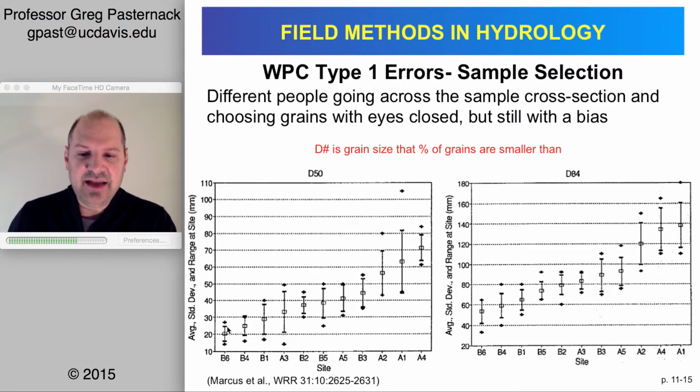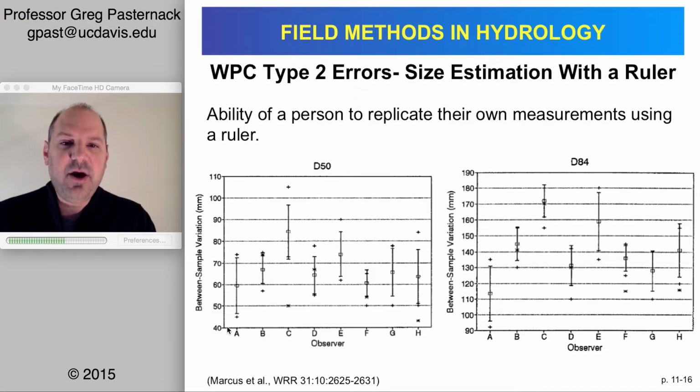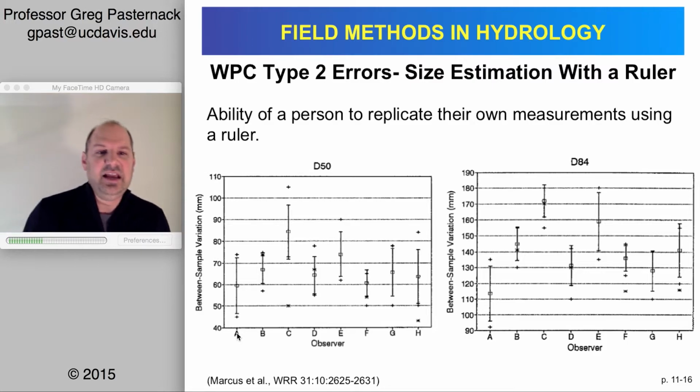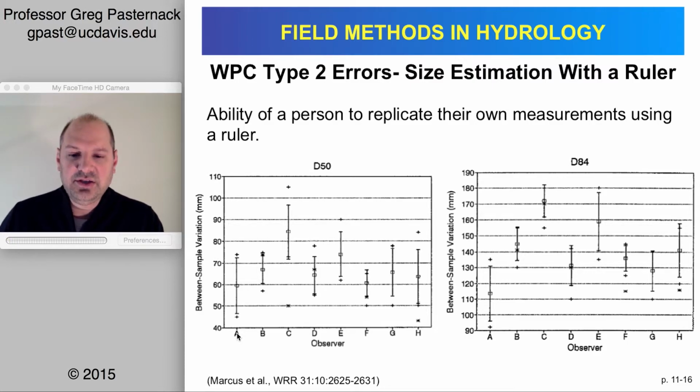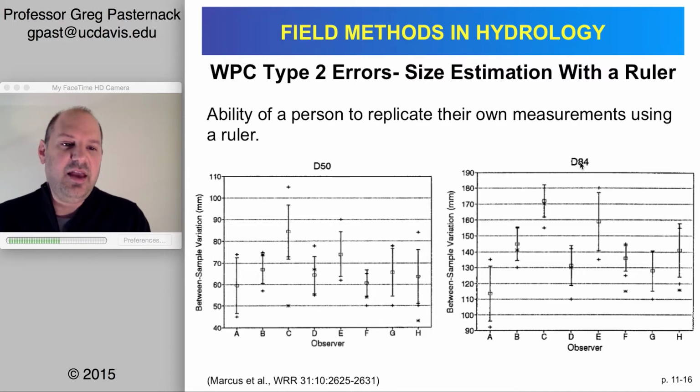And so what you can see is that within any individual site, 10 different people will yield a variety of different estimates of the grain sizes of those sites. Another experiment is the effect of a ruler, where if I have one person measure samples, can they repeat the same result? So here's person A, B, C, D, E, F, G, H. What you find is that there's a lot of variation within a person and a lot of variation from person to person in estimating both the median and 84th percentile grain sizes.